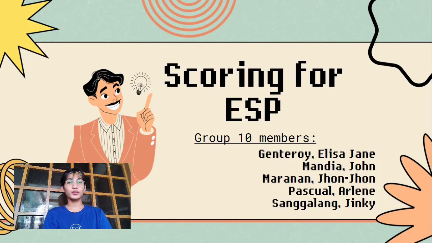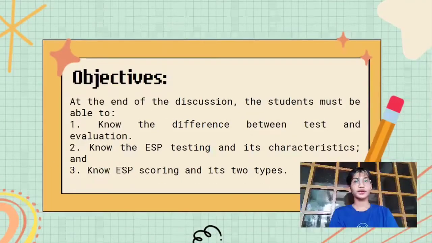Our group is going to present to you a new topic about scoring for ESP. But before we go further, let me present to you the objectives that we will undertake as we carry out the lesson. At the end of the discussion, the students must be able to, first, know the difference between test and evaluation. Second, know the ESP testing and its characteristics. And last, know ESP scoring and its two types.